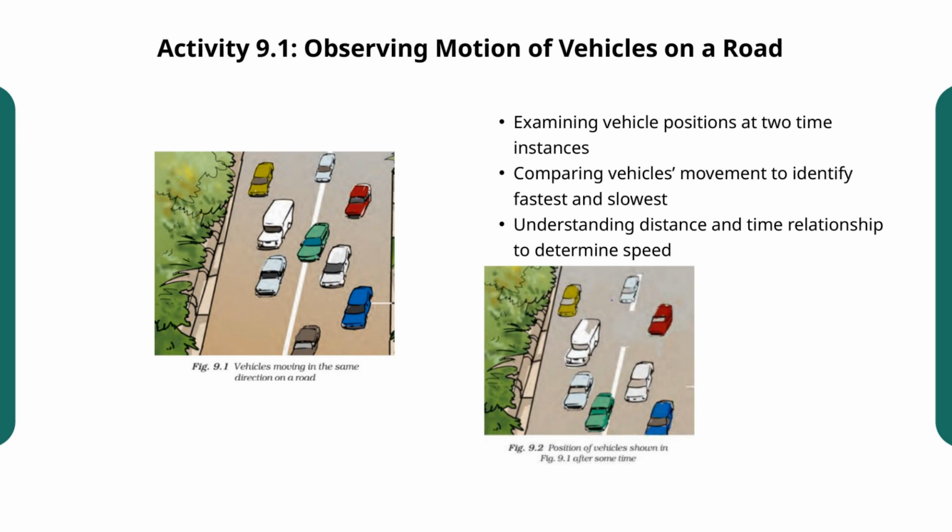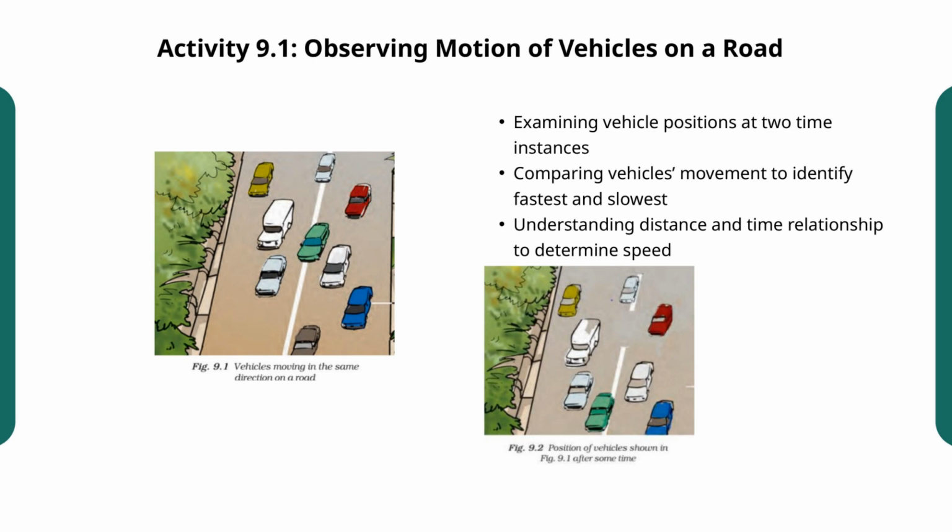Let's explore motion practically with Activity 9.1. On your screen are two figures, Figure 9.1 and Figure 9.2. Figure 9.1 shows cars and vans positioned on a road moving in the same direction. Now, Figure 9.2 shows where these vehicles are after some time. By comparing where each vehicle started and where it is later, we can determine how far each has traveled. The vehicle that has moved the farthest in the same time is the fastest, and the one that has moved the least is the slowest.